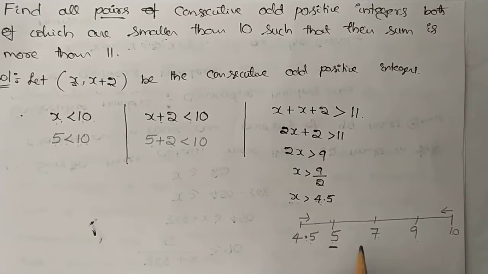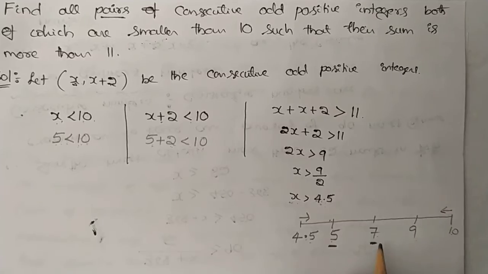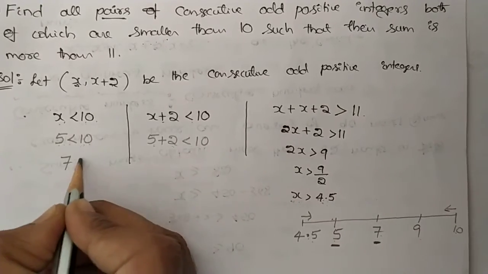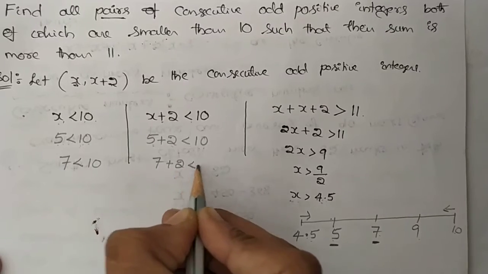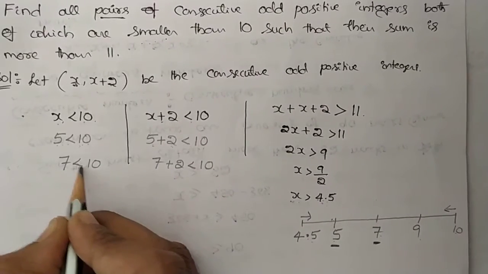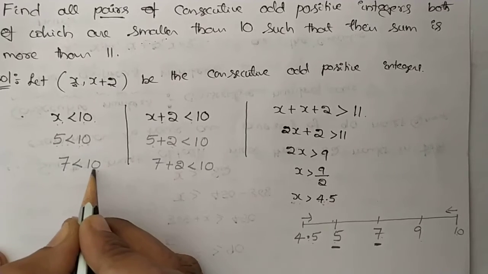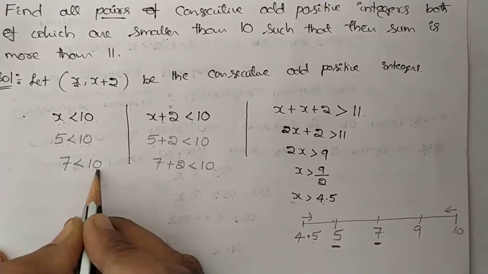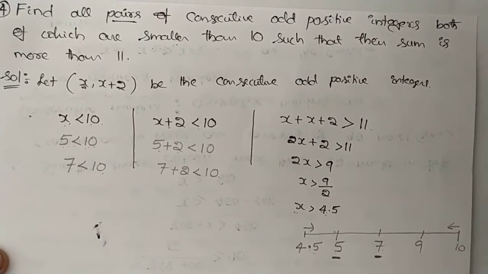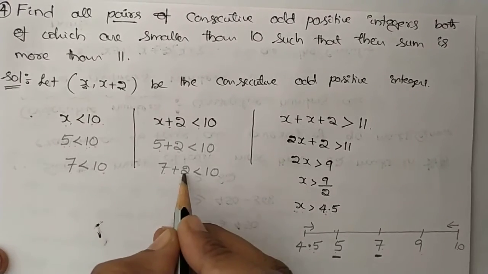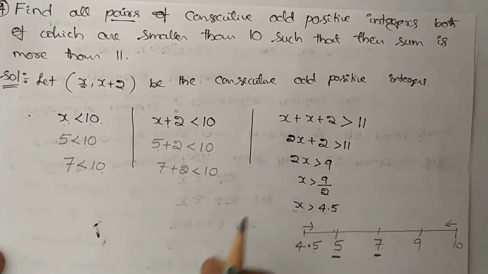Okay. Next, you just move on to the one more odd positive integer, that's 7. 7 is less than 10. 7 plus 2 is less than 10. Is this true? 7 less than 10. It says that 10 is more than 7. Yes, it is true. Similarly, 7 plus 2 is how much? 9. 9 is less than 10. Is this true? Yes, it is true.